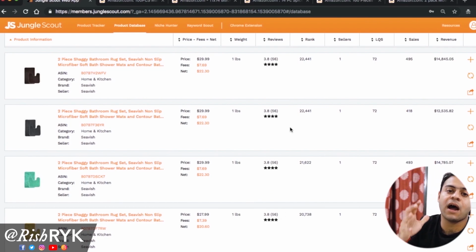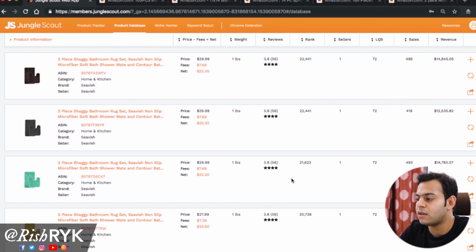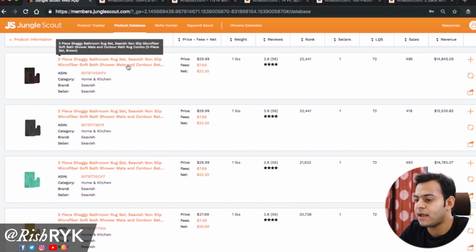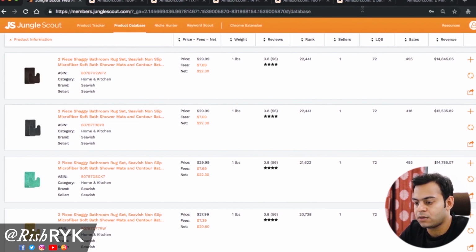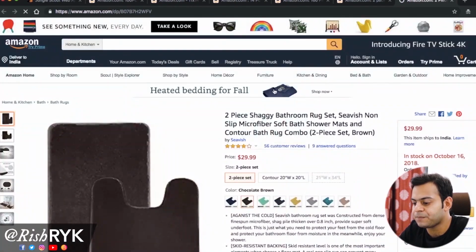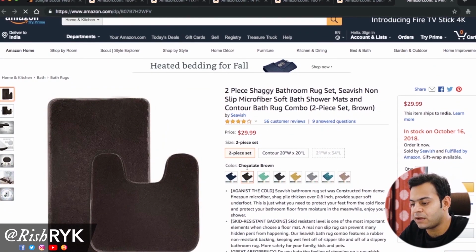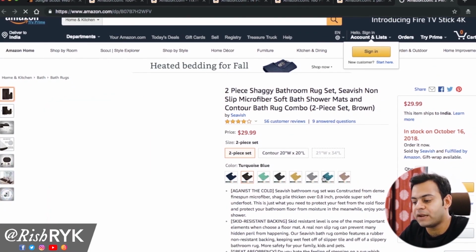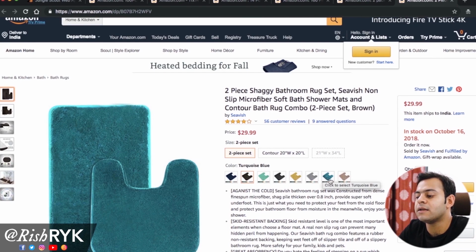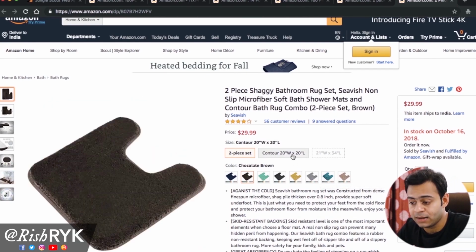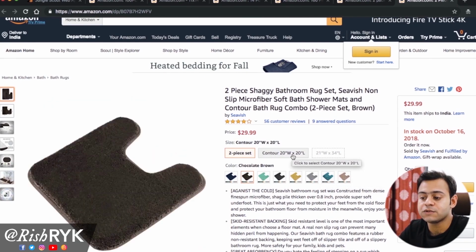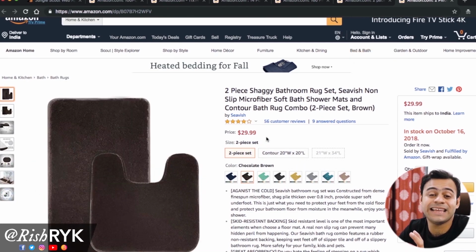That means these are variations, and I'm just going to click on them and verify that right away for you. So I've clicked on this listing. I'm going to go to Amazon, let it open up, and as you can see, they've got different color options over here. That's what I mean by variations, and they've got different size options as well. Which is actually good. So we're going to come back and look at this product and see if it's a good opportunity or not.